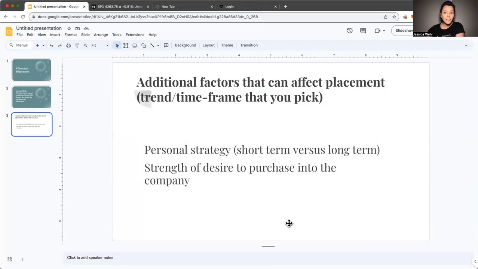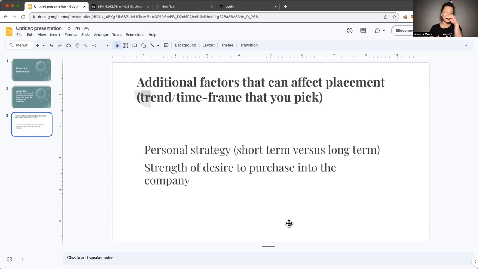Additional factors that can affect your placement. So this can affect what trend you're picking and also what time frame you're picking. And for the most part, what is going to affect that is your personal strategy. So say you have a shorter term strategy, you may pick a shorter trend. It's going to give you smaller options, but you may decide to pick a shorter trend versus a long-term strategy, where you may pick a longer trend.